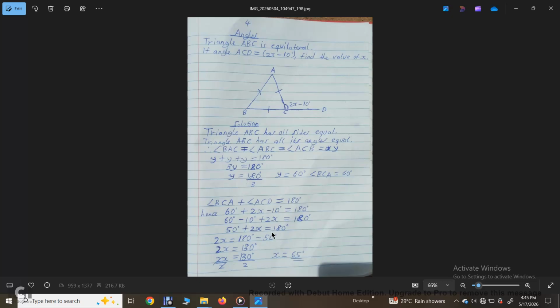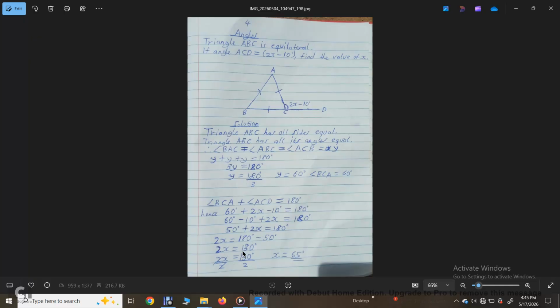Now I want to find x, so we have to move this 50 degrees to the other side of the equal sign. Whenever a term crosses an equal sign, its sign changes. When its sign is negative, it changes to positive, and when its sign is positive, it changes to negative. So this one is positive, and when it crosses the equal sign, it becomes negative. So we get 2x is equal to 180 degrees minus 50 degrees. I hope you understand me. Let's continue.